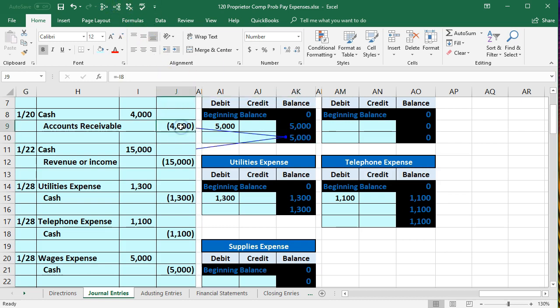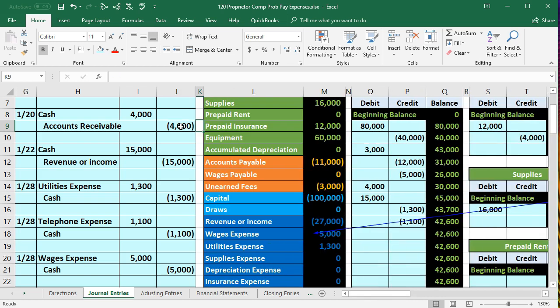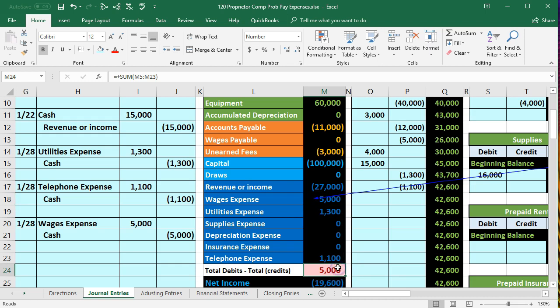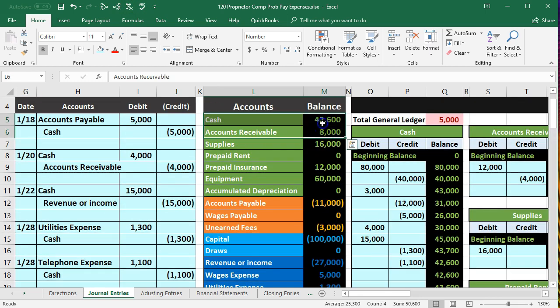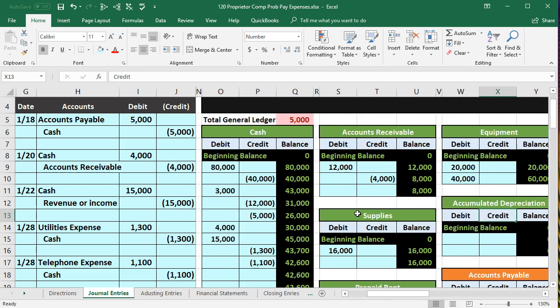That 5,000 can also be found on the trial balance. If we just click to the left of the frozen panes and go right, then we see the 5,000 here, increasing the expense, putting us out of balance, decreasing net income. Now we're going to record the cash side. So here's cash up top, first account on the trial balance, first account on the GL as well.